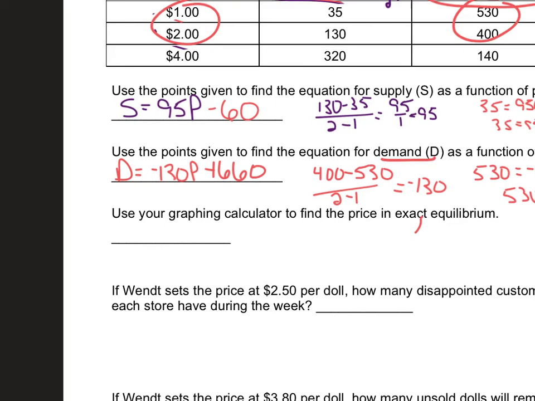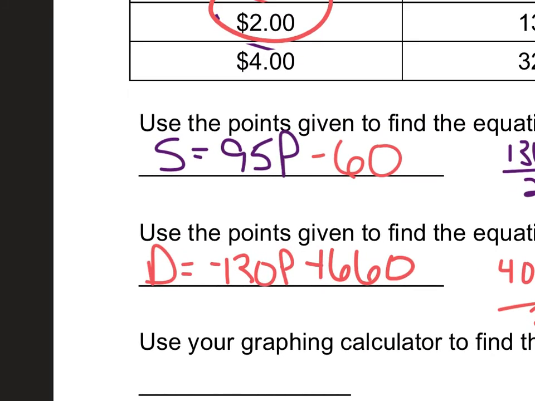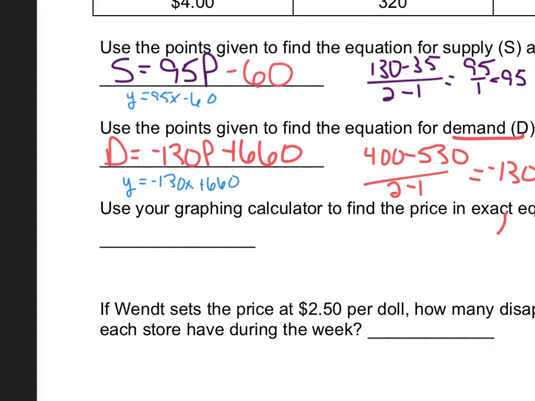Now, the next one says use a graphing calculator to find the price in exact equilibrium. You can use a calculator. That would be no problem. I want you to not be confused here. You can say this is Y equals 95X minus 60, and this is Y equals negative 130X plus 660. Those are your two equations. You could put them into your calculator. You could find their intersection point. It'd be no problem. This one's pretty easy, though.